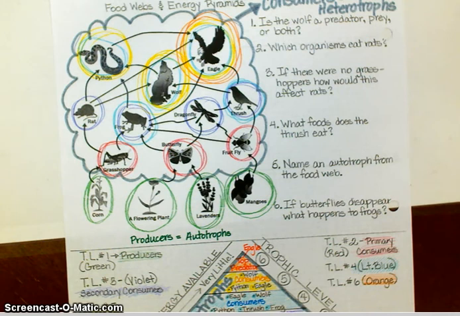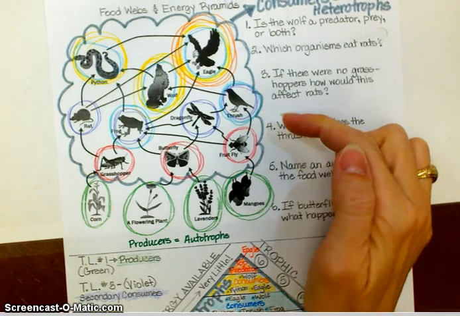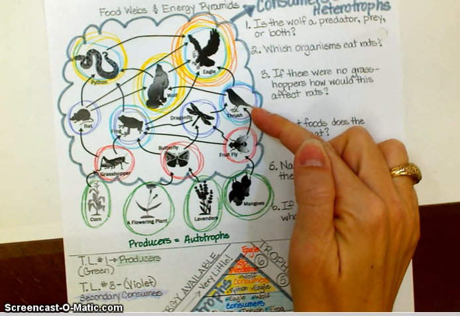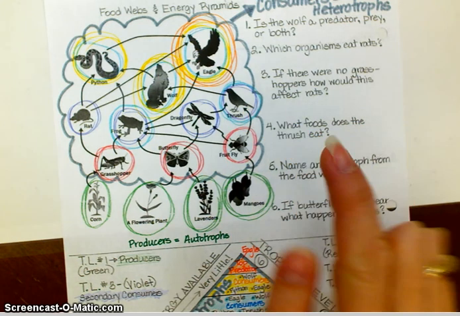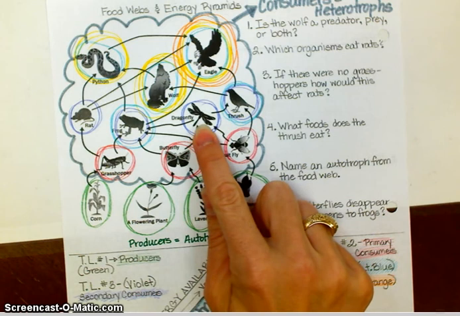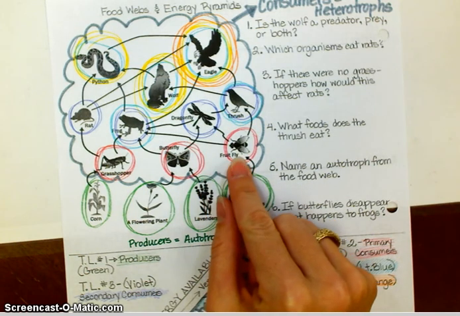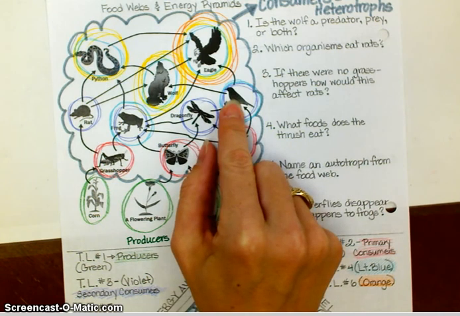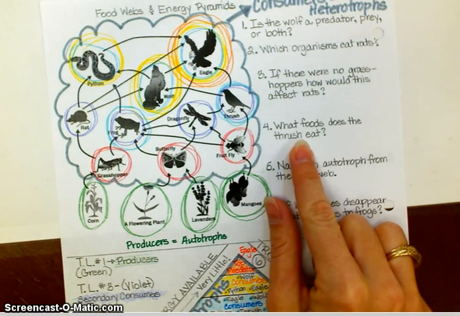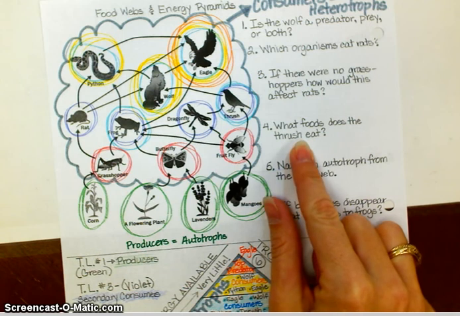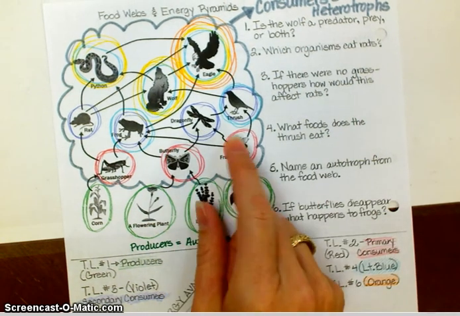Number 4, what foods does the thrush eat? The thrush is right here. This is a bird. A lot of birds like insects. They are insectivores, in other words. The thrush is eating dragonflies and fruit flies. The thrush is being eaten by eagles and wolves, but the question is, what foods does the thrush eat? And that would be the dragonfly and the fruit fly.